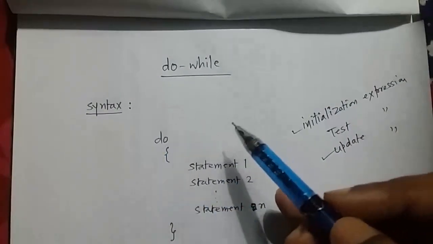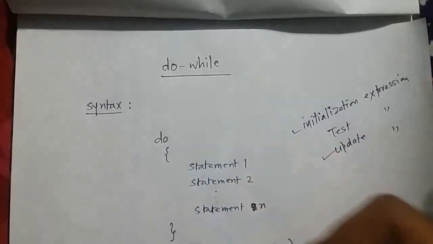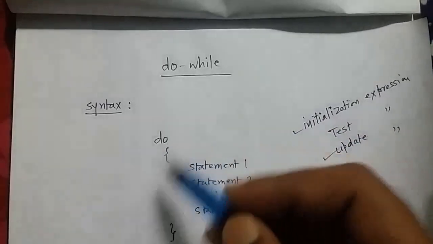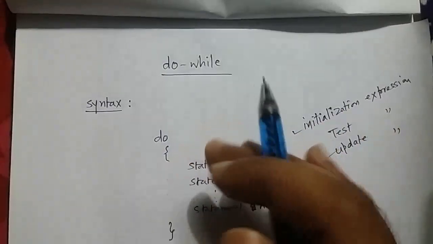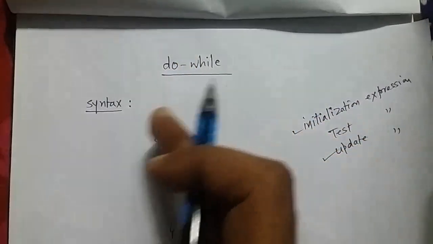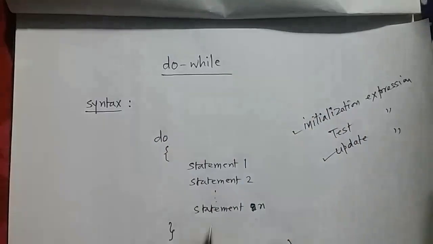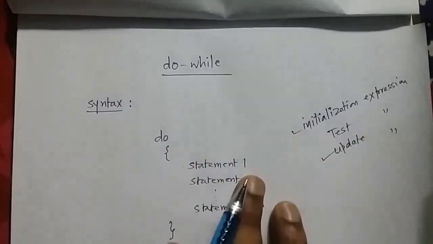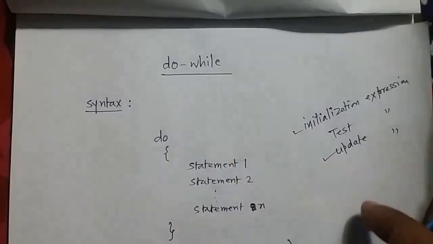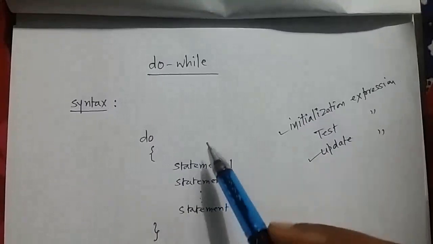That initialization expression will not be used inside the loop. That means it should be used outside of the loop. Outside of the loop means just before the start of the do block. Just before the start of the do block they will be written in any programs. Okay. So that is not inside the loop.